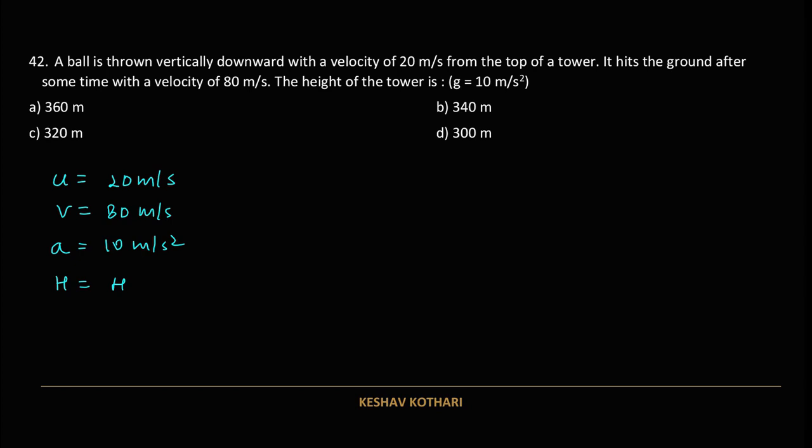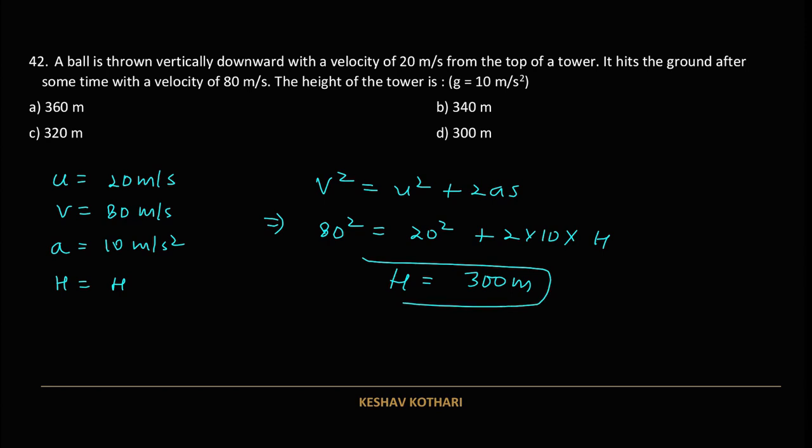So if we apply the formula v square equals u square plus 2as, we end up getting 80 square is equal to 20 square plus 2 into 10 into h, and from here we get h equal to 300 meter. So for this particular problem, option D, that is 300 meter, is the correct answer. Let us move to the next problem.